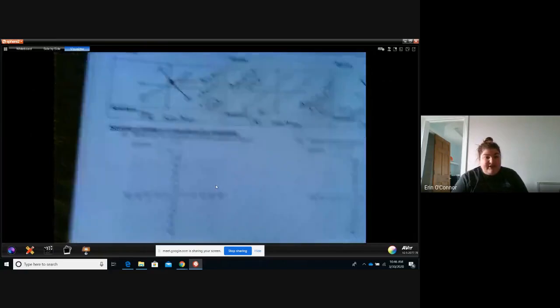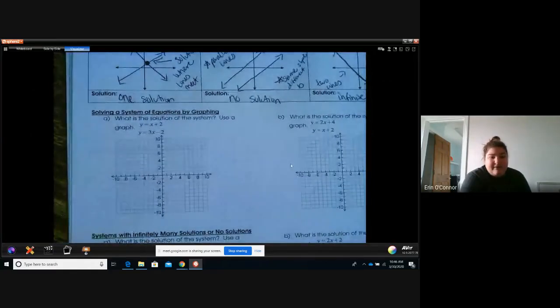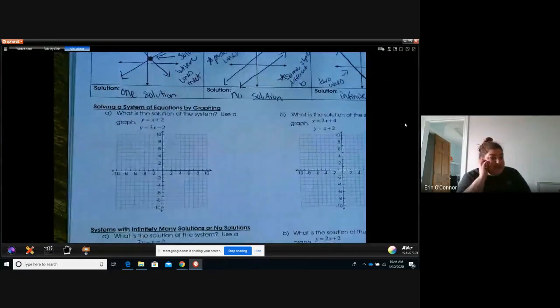So let's get into solving a system of equations by graphing. So what is the solution of this system of equations? You use a graph. So I'm going to show you how to do it by hand because sometimes this is going to be in a calculator inactive section. But then we're going to go to Desmos and really see how simple it is once you use Desmos.